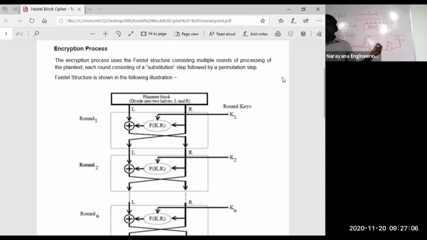So here the round function will be applied only to the right part. The right part is forwarded, and we apply the round function, encrypting with a certain key. The key also has different sizes, depending upon the algorithm.